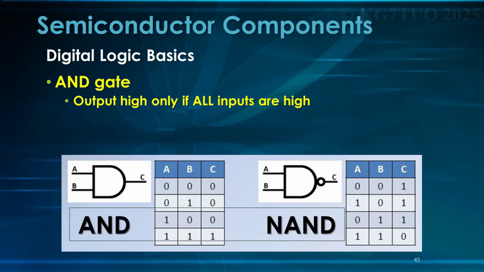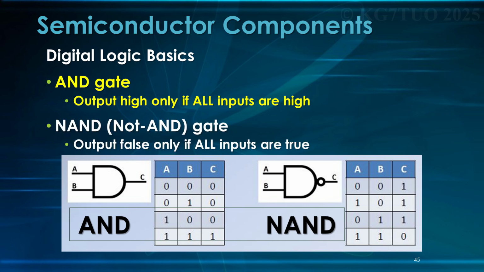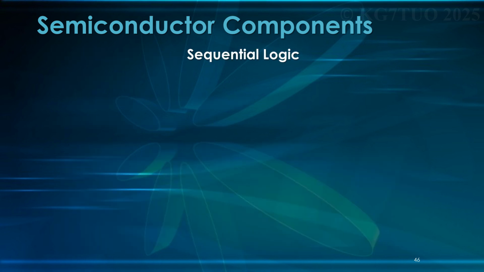So an AND gate, output is high only if all inputs are high. And a NAND gate, not AND, output is false only if all inputs are true. The only one that's yellow is the AND gate. Output high only if all inputs are high.